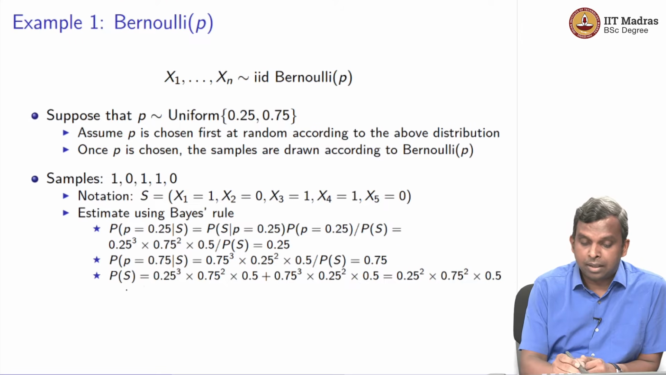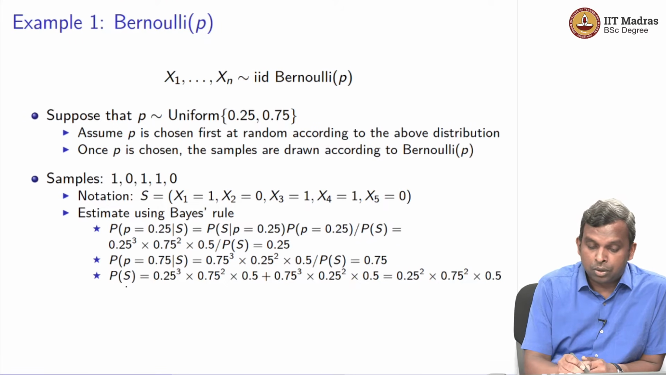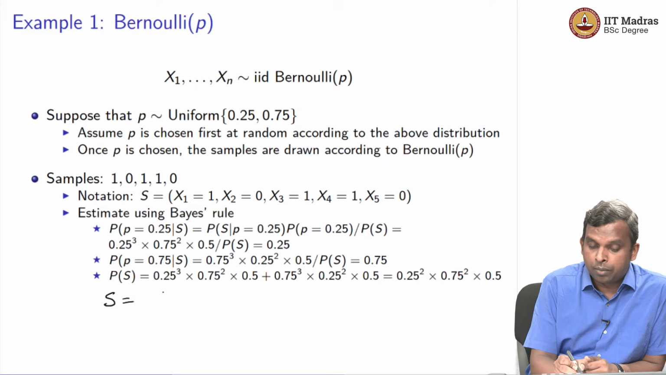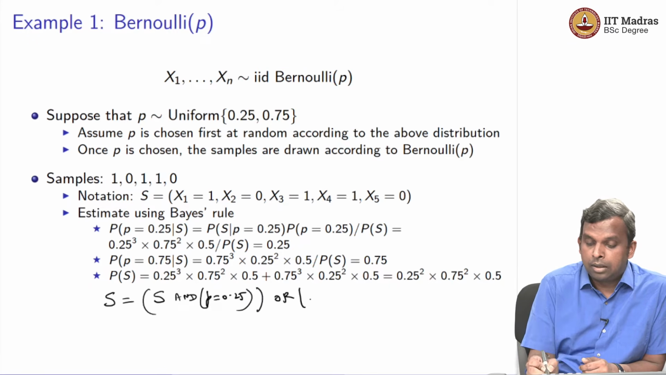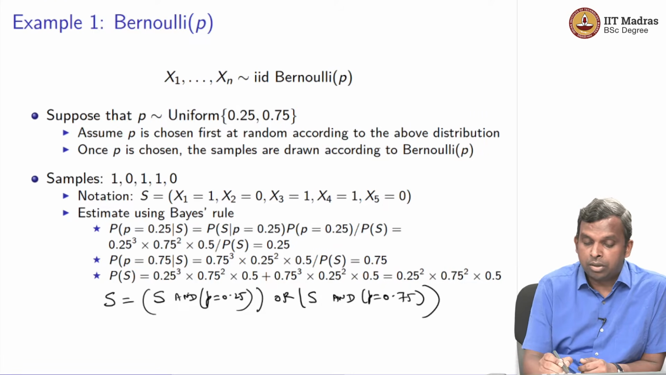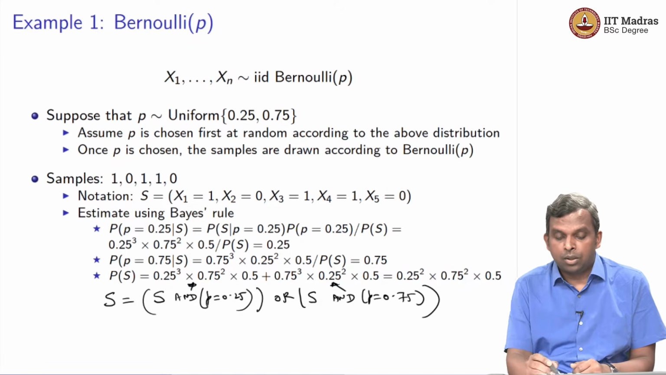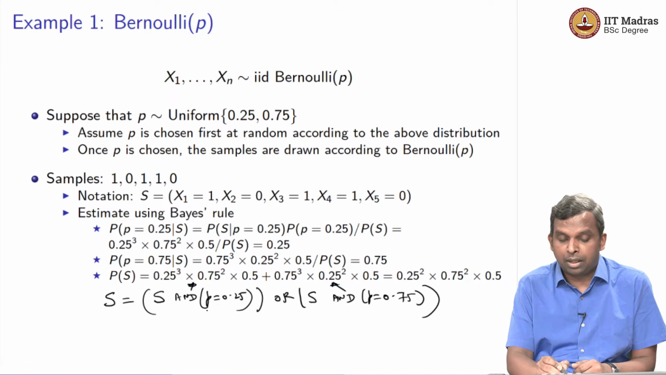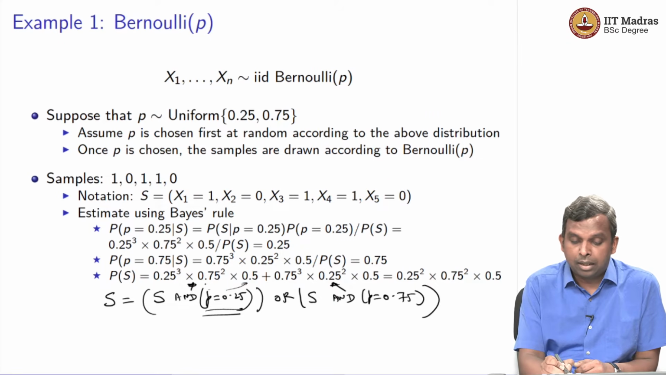P of S is just the probability of S and P equals 0.25, or S and P equals 0.75. This is just the total probability law, and these two are mutually exclusive. So you put in this term and then that term, and you get the answer. Now for these two: you pick 0.25, that probability is 0.5, and then you do S given P, and that comes from this term.